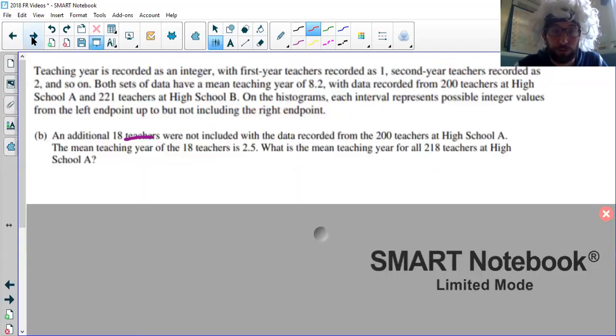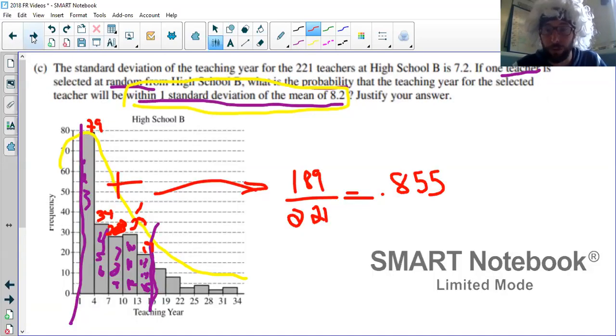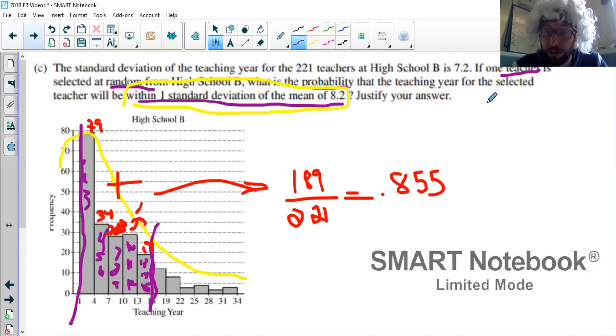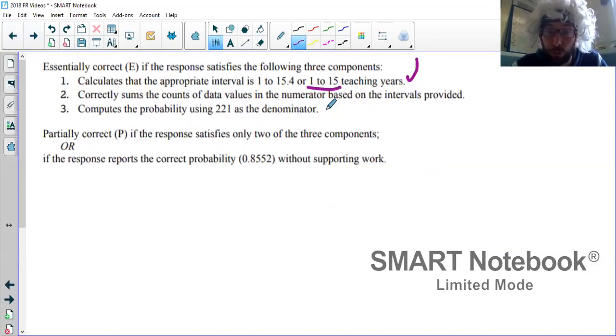I never looked at the scoring for B, but I just know we have the right answer. Get the right math and show the work. For C, calculate that we're 1 to 15.4 or 1 to 15. We got that. Correctly sums in the numerator based on the intervals provided, so that's adding up all those frequencies from 1 to 15. That's how we got that 189 in the numerator. Use 221 as the denominator, got it. And then we do have the correct probability, but notice if you don't have work, you would get partially correct.